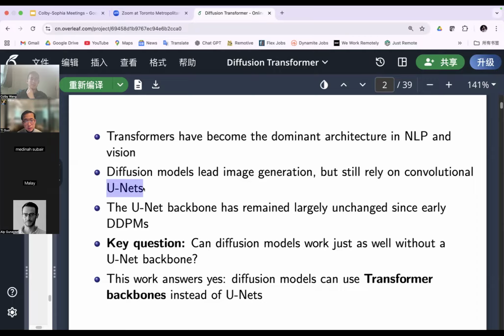So we have a big image, and we first bring down the dimension, then concatenate everything into a big vector, and pass that vector into some neural net, and hopefully it will generate the prediction. This work tries to apply transformers to the diffusion problem, because diffusion models typically use convolutional U-Nets. And the answer is actually yes: diffusion models can use transformer backbones instead of U-Nets.